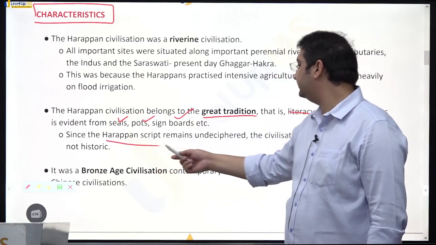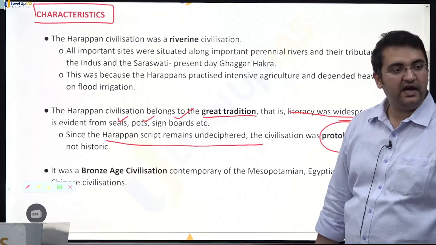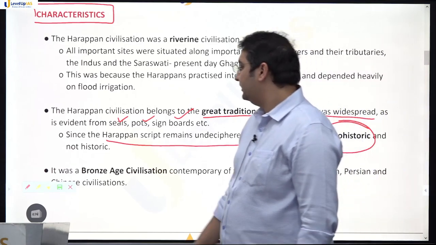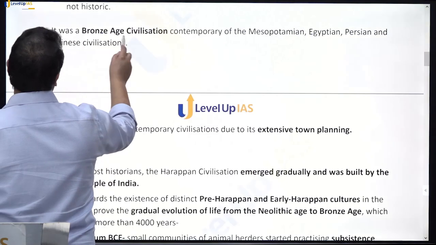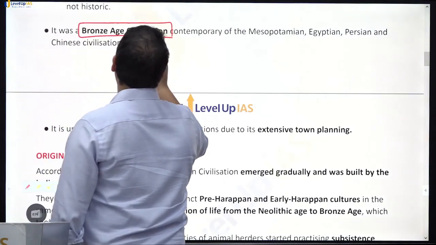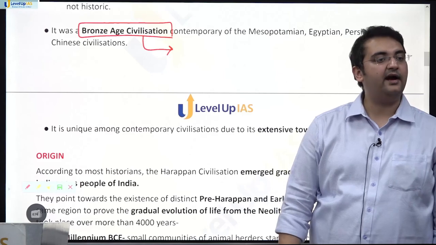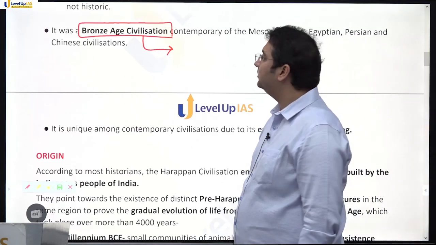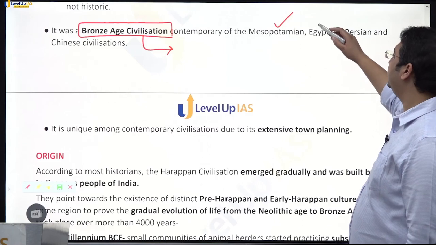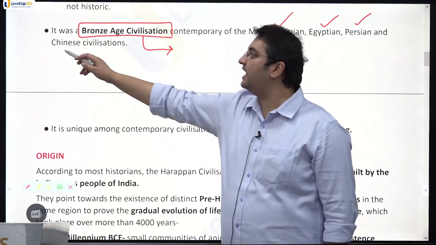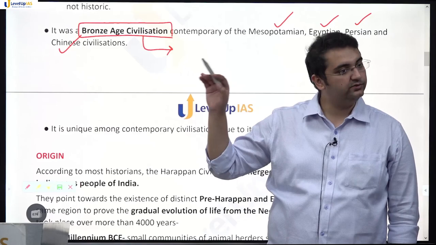Since the Harappan script remains undeciphered, the civilization was also proto-historic. That means there was a script, but we haven't been able to decipher it, right? Then the Harappan civilization was also a Bronze Age civilization. Bronze Age civilizations is a category of civilizations which flourished during this point of time. All of them had expertise in bronze metallurgy. So the Harappan civilization was contemporary of other Bronze Age civilizations such as the Mesopotamian, Egyptian, Persian and Chinese civilizations. All these civilizations coexisted with the Harappan civilization and all of them were using bronze.